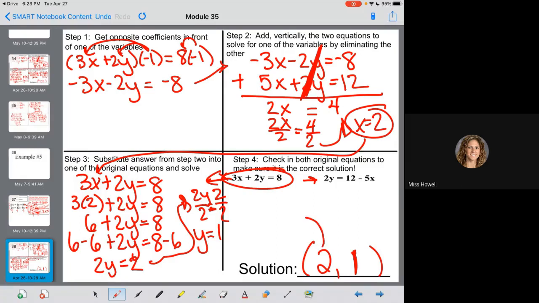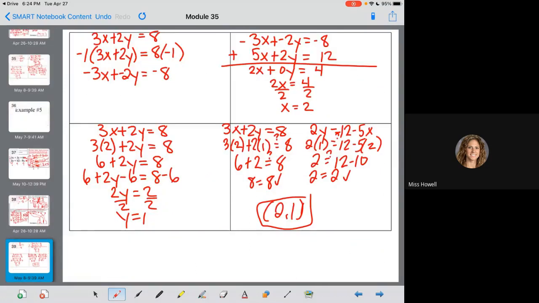So we're going to take our x of 2 substituted in, our y of 1 substituted in, and make sure we get 8 equals 8. Then we're going to take our x of 2 substituted in here, our y of 1 substituted in here, and make sure we end up with 2 equals 2. In this case, we have 8 equals 8 and 2 equals 2. When we run our checks, our final solution is 2 comma 1.